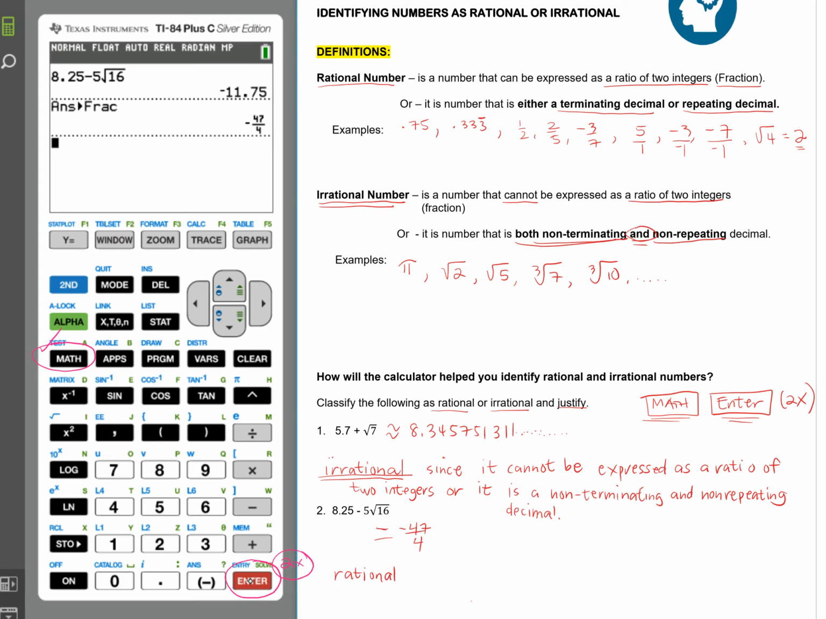So I would say that this one is a rational number since it can be expressed as a ratio of 2 integers, or you can say that this one is a terminating decimal. That's it.